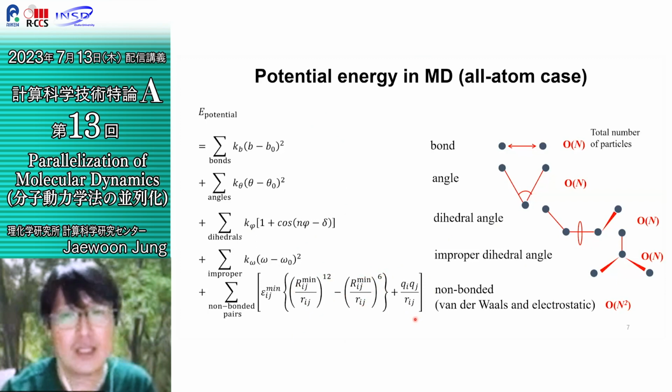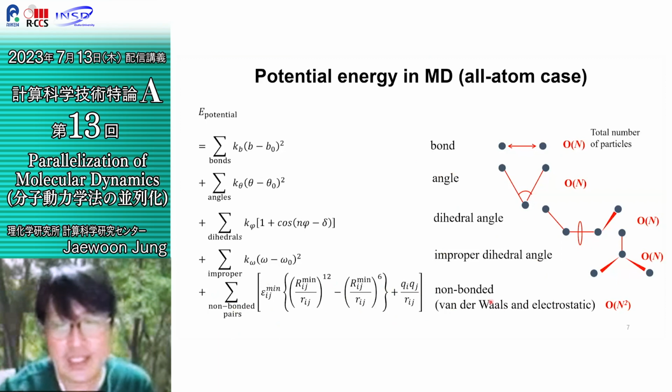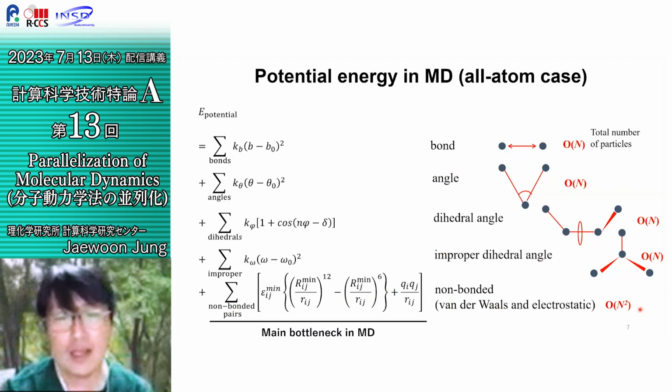If we look at the computational cost, assume that n is the total number of particles. Then the bond, angle, dihedral, and improper terms have a computational cost of order n, and the computational cost is not so high. But in the case of non-bonded interactions like van der Waals or electrostatic, you need to consider all atom pairs. Because of this, it has order n squared computational cost, and this becomes the main bottleneck in MD.